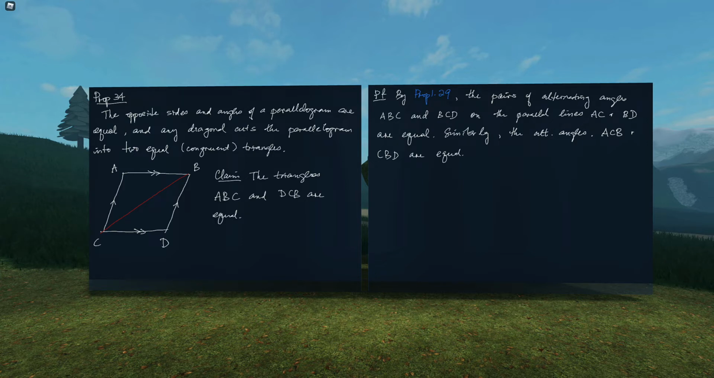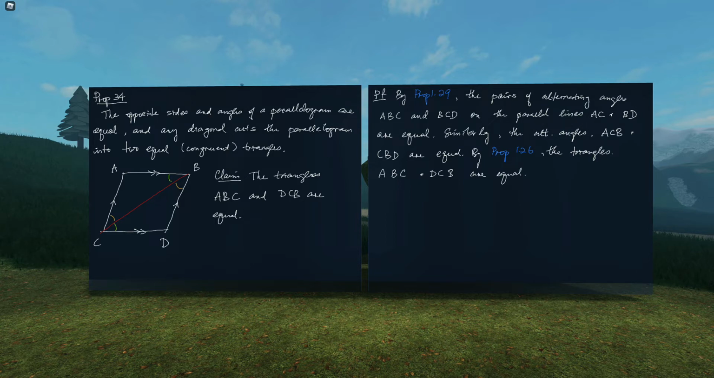So I'm actually going to hop back to the diagram and just mark them in here like this. These two angles. I wasn't intending on using red, maybe I'll use orange. These two are going to be equal. And so, by proposition 26, the triangles ABC and DCB are equal.